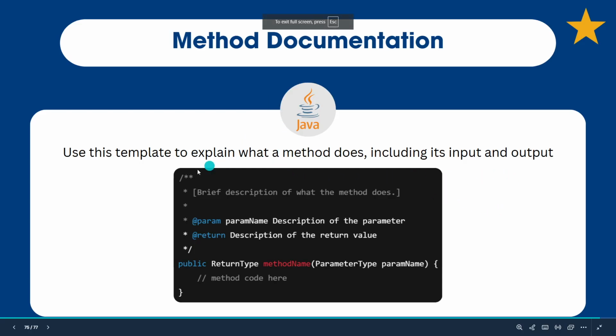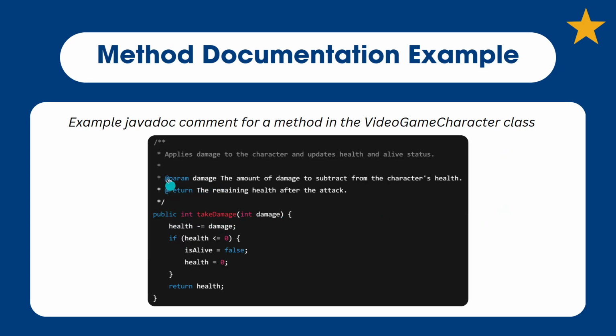All right, so method documentation. This is probably the most complex one. So this is description first, parameters, just like we saw with constructors. But these have the extra tag of return. What's the return value of the actual method? So a description of the return value. So this is our template. Let's look at an example.